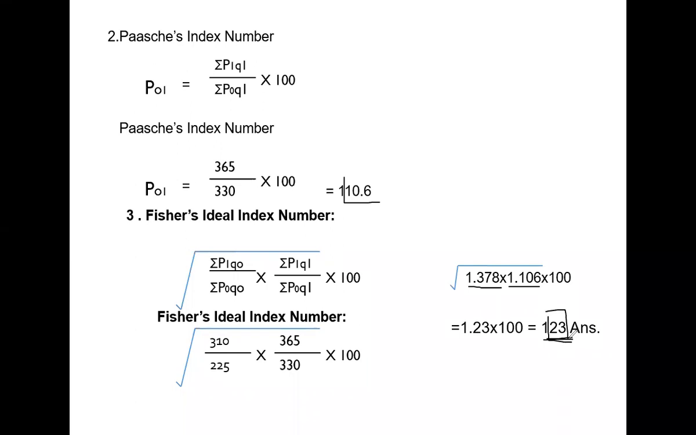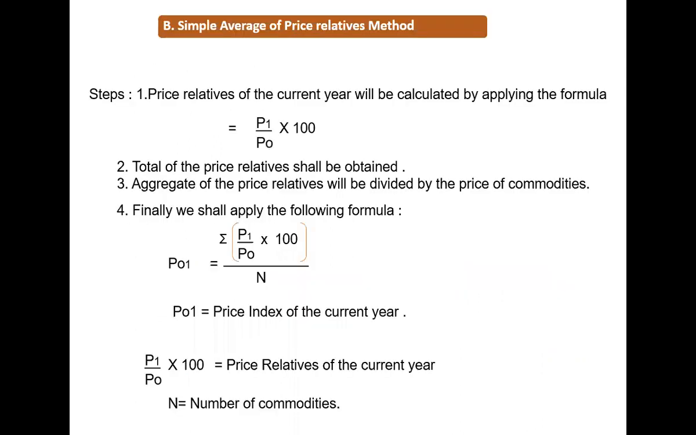Okay, now let's move on. The next thing we want to look at is the simple average of price relatives method. Price relative means just comparing prices and expressing them in 100. Now how do we go about this? If we need to compute the index, first you find the price relative of the current year, and that is the current price divided by the base year price times 100.